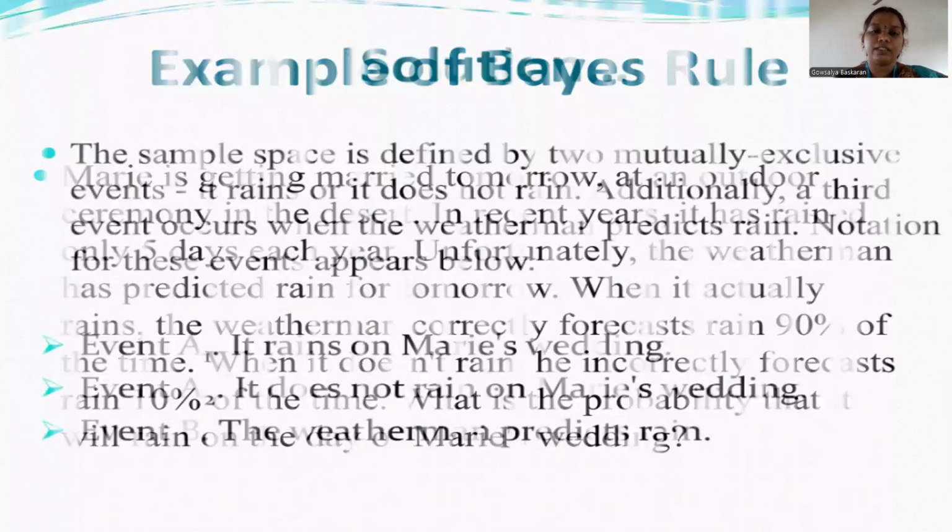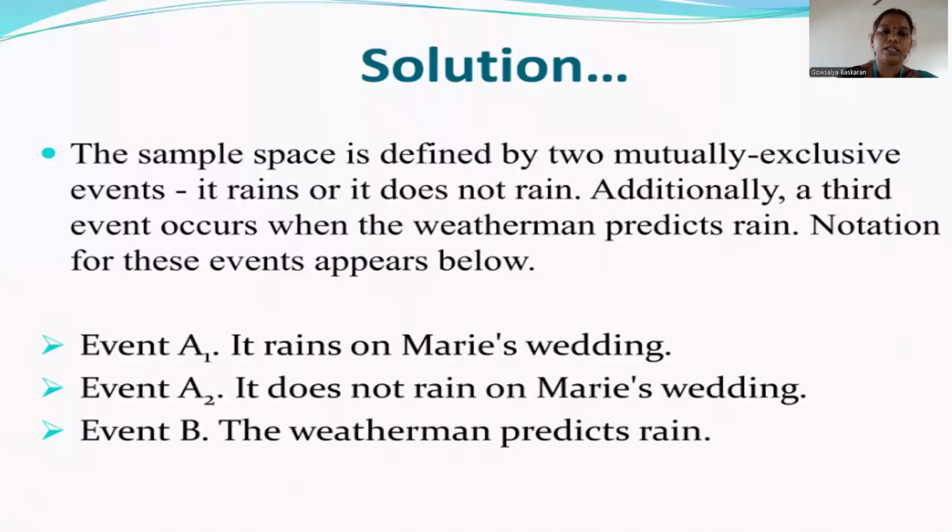The sample space is defined by two mutually exclusive events: it rains or it doesn't rain. Additionally, a third event occurs when the weatherman predicts, correctly or not. Event A1 denotes rain on Mary's wedding, and A2 denotes no rain on Mary's wedding. And the event B is the weatherman's prediction of rain.